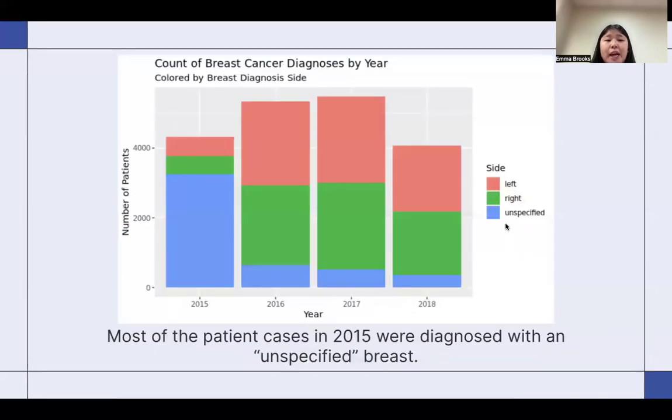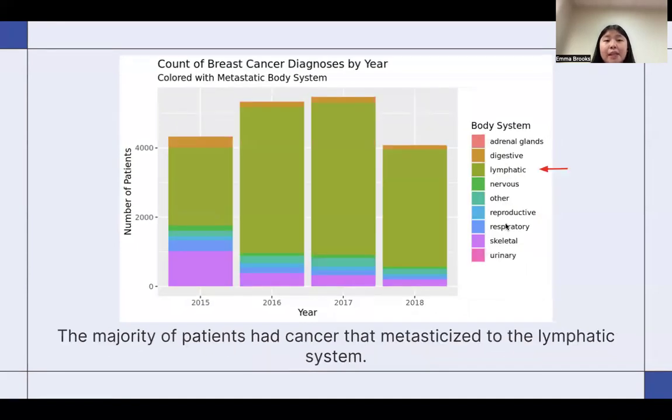Next, I was looking at the cases diagnosed by year, and I colored by which breast was diagnosed. And we can see here that 2015 is also very different from the other years, where a high proportion of the cases were diagnosed with an unspecified breast. Next, I wanted to check the metastatic cancer body system to see if that differed by years as well. And we can see that 2015 differs a little bit with a little bit more skeletal cases than the other years, but for the most part, most of these cases are lymphatic.